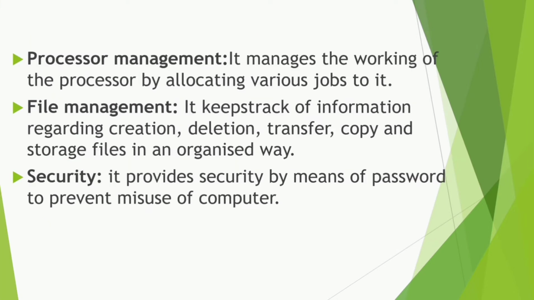Some more functions of the operating system. Processor management. It manages the working of the processor by allocating various jobs to it. Allocating jobs means assigning jobs. File management. It keeps track of information regarding creation, deletion, transfer, copy, and storage of files in an organized way. What does organized way mean? Whenever we need to access information from the computer, it should be available easily. That means it should be in an order. So, the operating system keeps track of all the information.